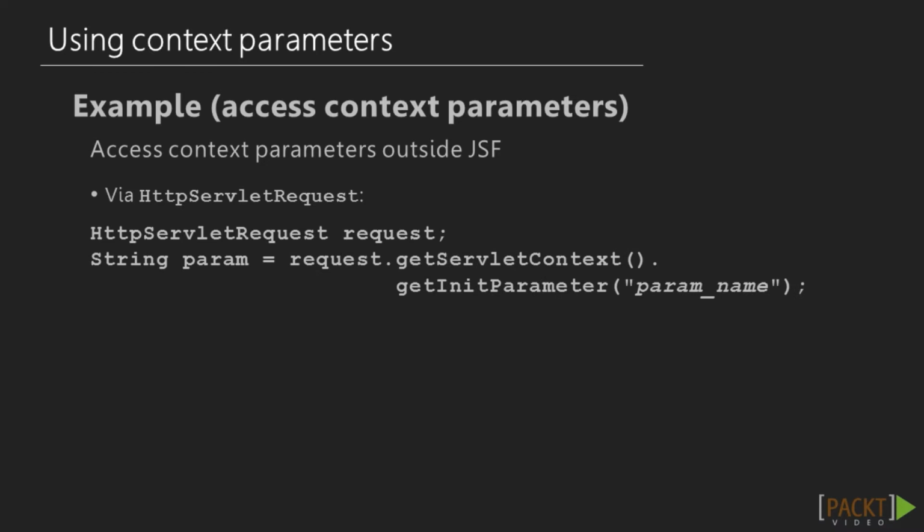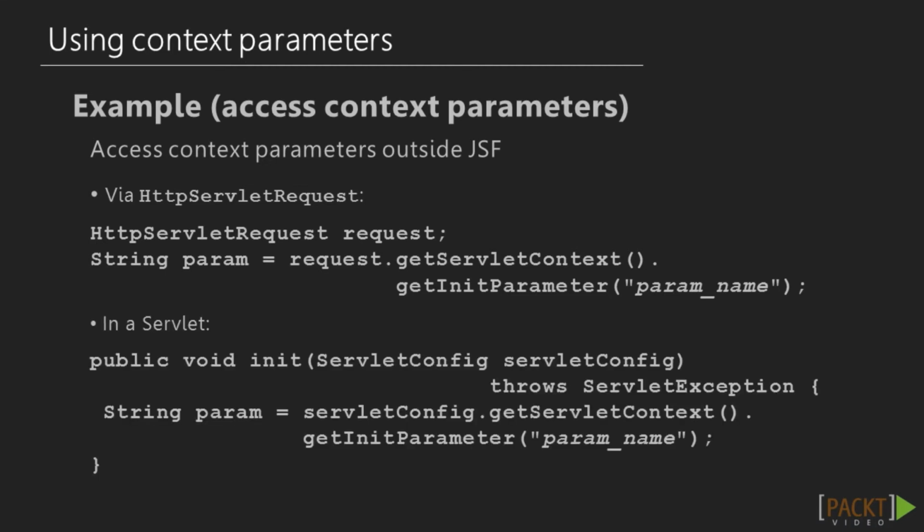As we said earlier, the context parameters are not specific to JSF, and they can be accessed outside the JSF environment. For example, you can access them via the HttpServletRequest object, or in a servlet via the ServletConfig object. Check out these two examples. As a note, try to keep the context parameters at application level for initializations and configurations, and not use them in place of the data model or for storing user credentials.